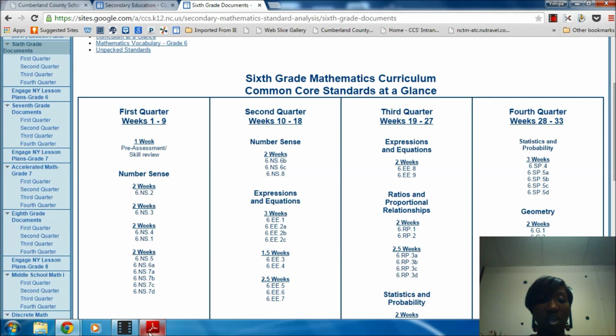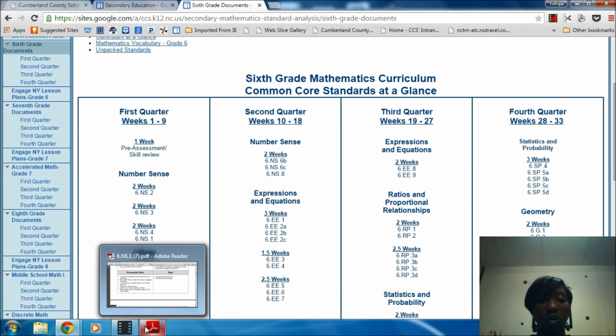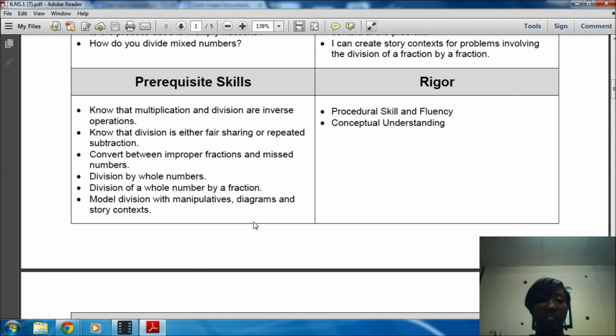And these are pieces that can be included in your, if you have a 5-minute bell ringer, anything like that, whatever pieces you're using to diagnose where they are. And then rigor. And we're going to talk more about this, but there are 3 rigor levels for mathematics. They are procedural skill and fluency, conceptual understanding, and application. And it's important to note that this standard is not just about procedural skills, not just about doing the division. It's about understanding what that division looks like.